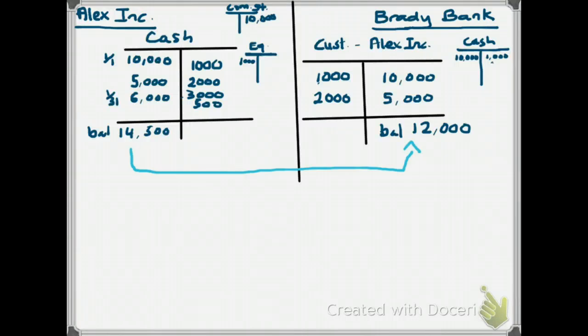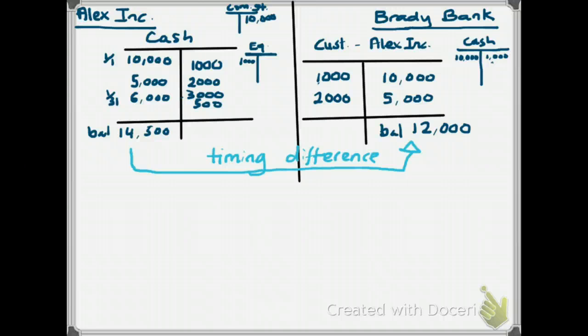Remember, the difference of these two are simply because of timing differences. Timing differences being we deposited the $6,000 at the end of the month in January, but it did not hit the bank until the beginning of February. And that is what we mean by a timing difference. So let's do a bank reconciliation next.